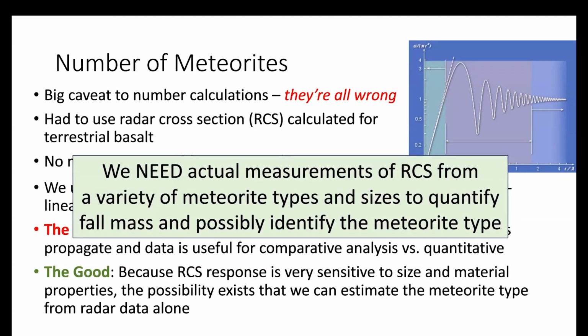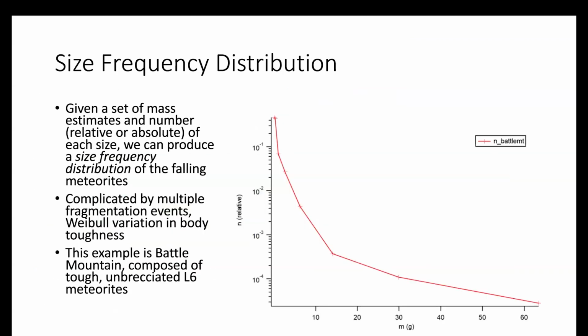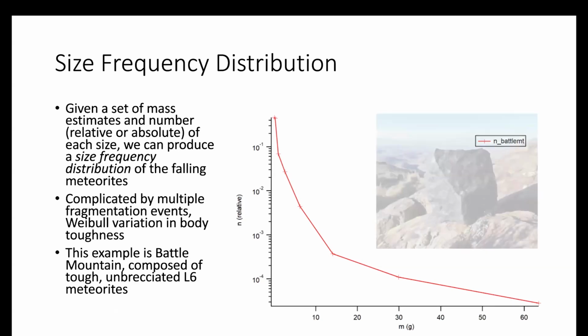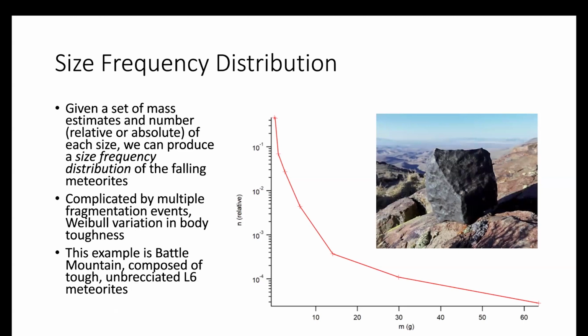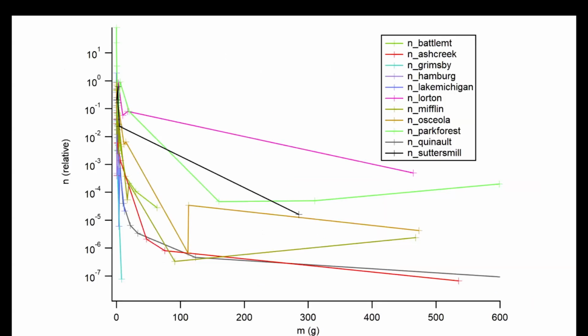The potential is that we can identify the meteorite type before somebody actually picks one up. So once we have the mass and number, we can make a size frequency distribution. Next, please. It looks something like this, a power law function, as you'd expect for crushing rock. Next slide, please. You measure this for a bunch of meteorite falls, you get a bunch of different answers.